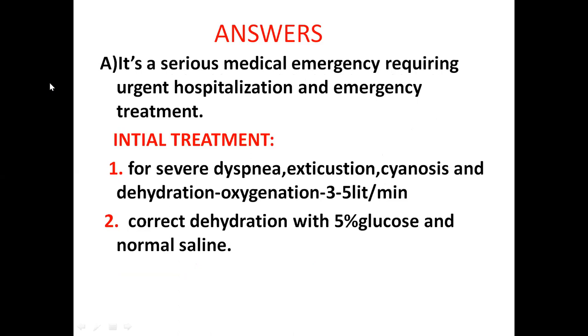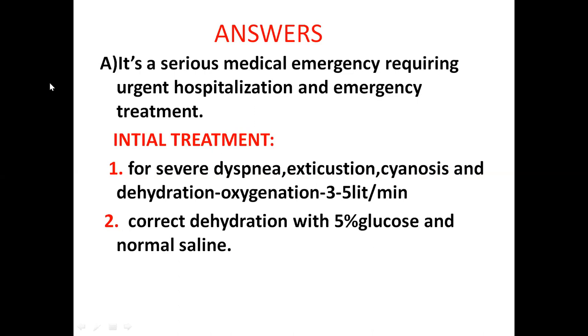The initial treatment is for severe dyspnea, exhaustion, cyanosis, and dehydration. You have to correct this condition by giving oxygenation, 3 to 5 liters per minute. You have to give artificial oxygen. Then you have to correct the dehydration with 5% glucose and normal saline. This is the emergency condition.